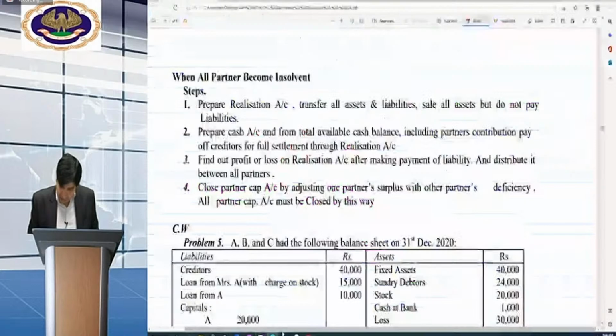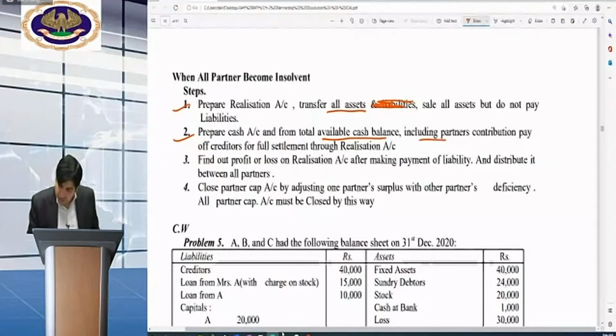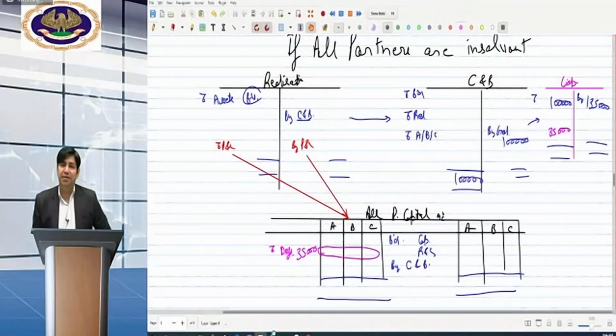But see, I have prepared the steps here. Prepare the realization account, transfer all assets. Liabilities are kept separately. Prepare the cash account and find out the total available cash and bank, including the partners' contribution, to pay. Now pay the creditors and settle all the profit or loss. Find out the profit or loss on realization to be transferred, and close the accounts of the partners. Okay, beta. This will be the process, although this is not usually expected in the exam.